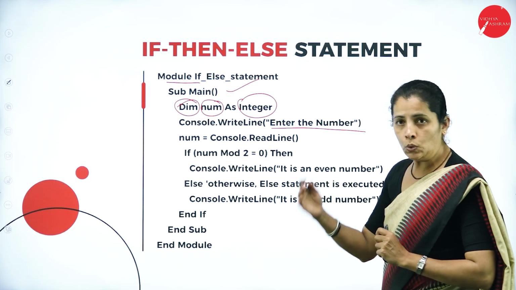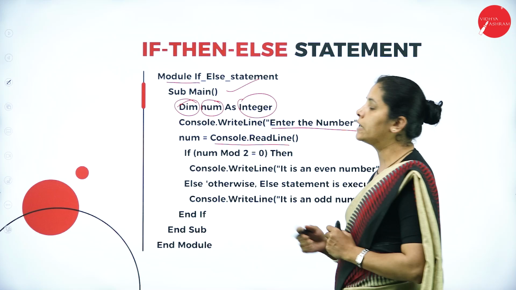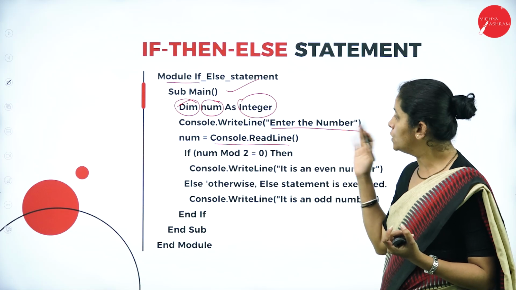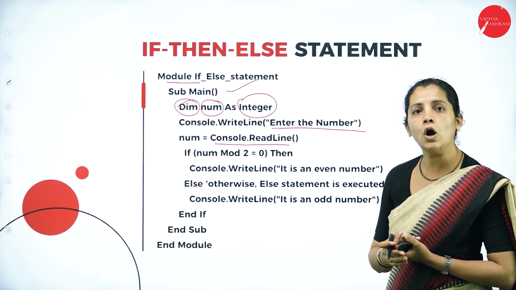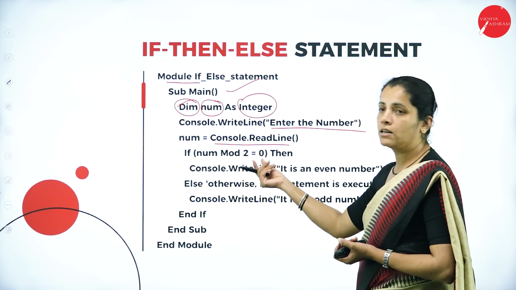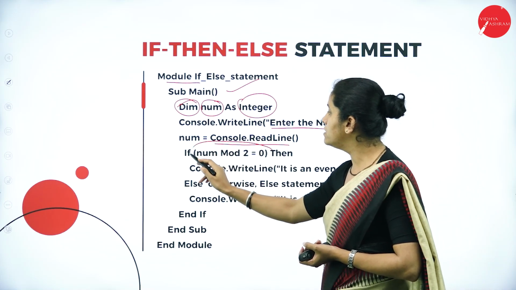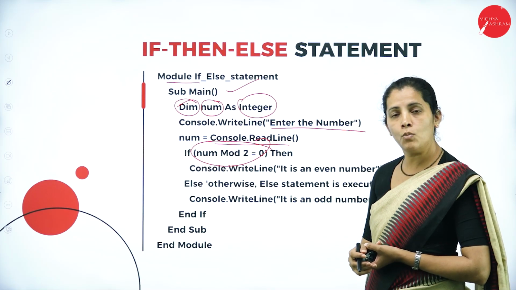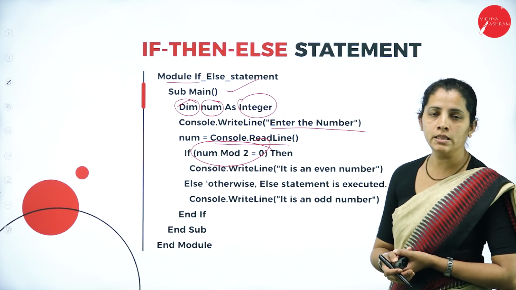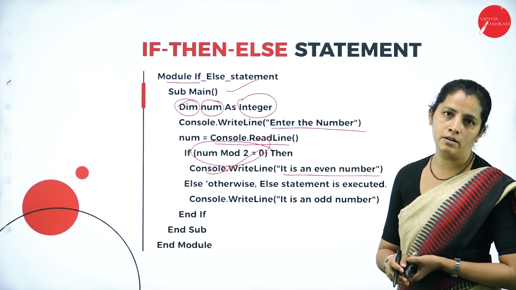Now to read, which statement am I going to use? That is Console.ReadLine. To write, Console.Write or WriteLine. To read, Console.Read or ReadLine. Now see, I want to check whether the given number is even or odd. So what's my condition here? That is number mod 2, and if it returns the value 0, then it is an even number.